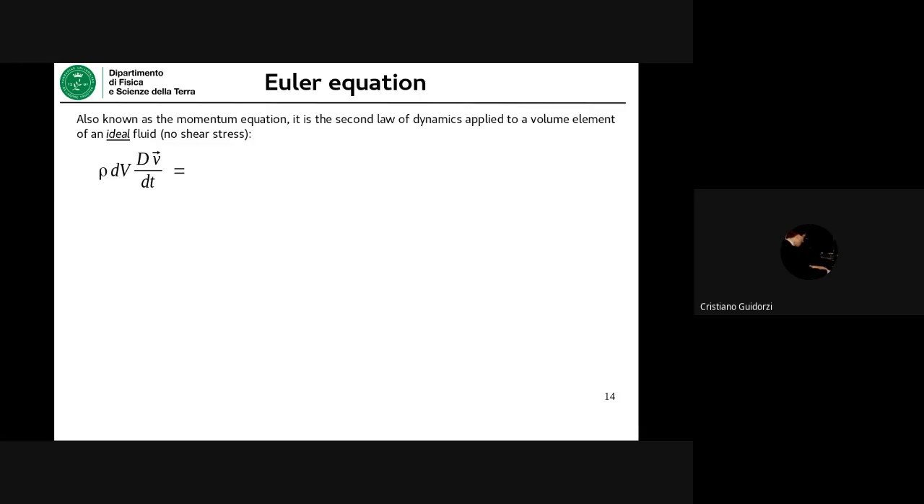So what am I supposed to do? Well, let's consider a volume element dV. Rho is the density of the fluid, so rho dV is the mass element. So the mass of the elementary element that we consider times its acceleration. So this capital D, D over Dt, of its element.